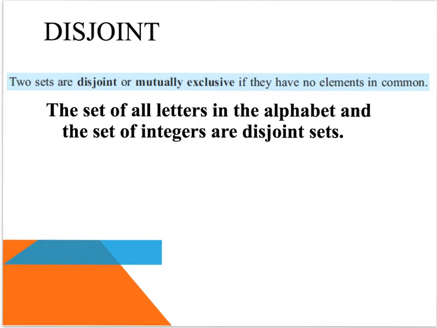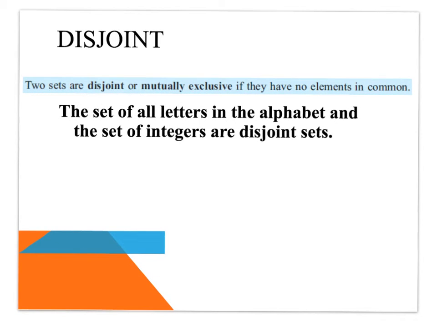Two sets are disjoint or mutually exclusive if they have no intersection. They have no elements in common. So if there's no intersection, we call them disjoint or mutually exclusive. An example of that would be all the letters in the alphabet in set A and all the integers, we'll put those in set B. Well, they have nothing in common because no letter is a number and no number is a letter. So we call these disjoint or mutually exclusive sets.